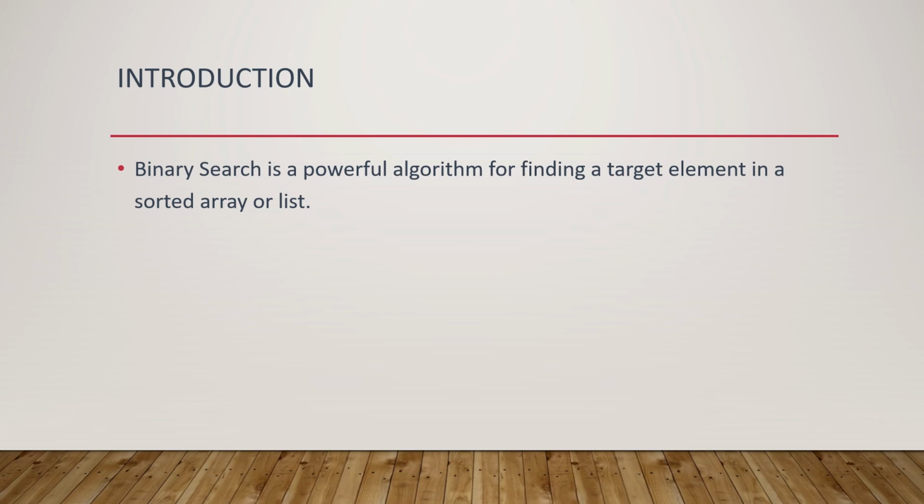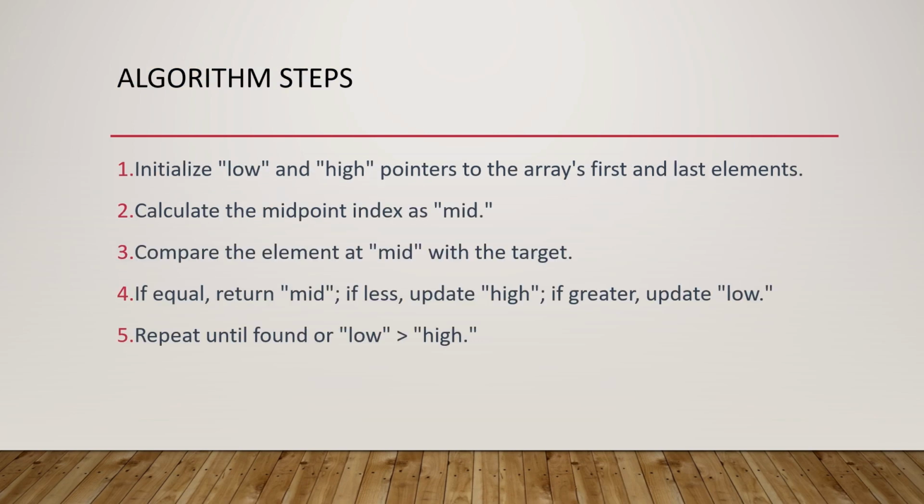Binary search is a widely used and efficient searching algorithm for finding a specific target element in a sorted array or a list. It works by repeatedly dividing the search interval in half, discarding the half that cannot contain the target element until either the target element is found or the search interval becomes empty. Let's divide the algorithm into 5 steps and try to understand one by one.